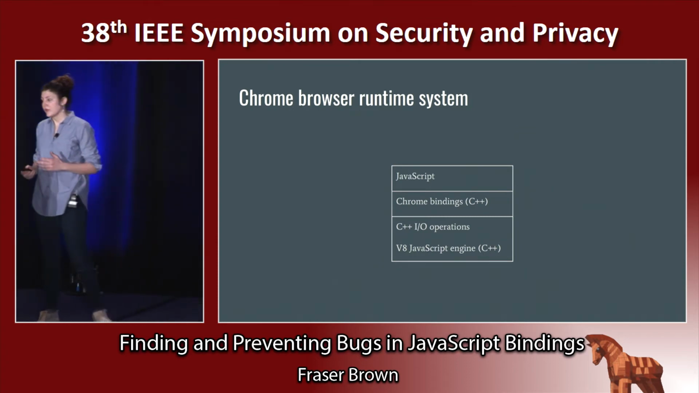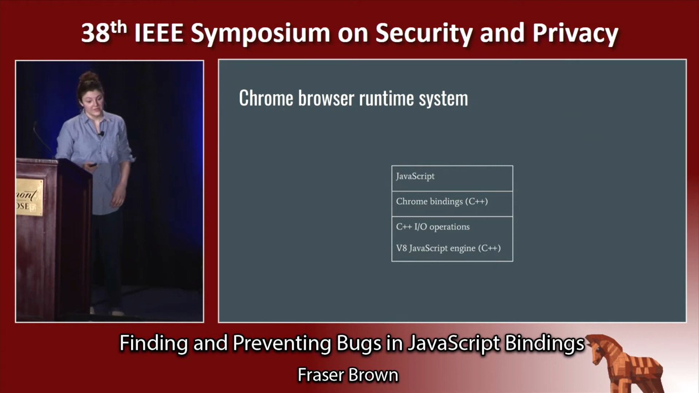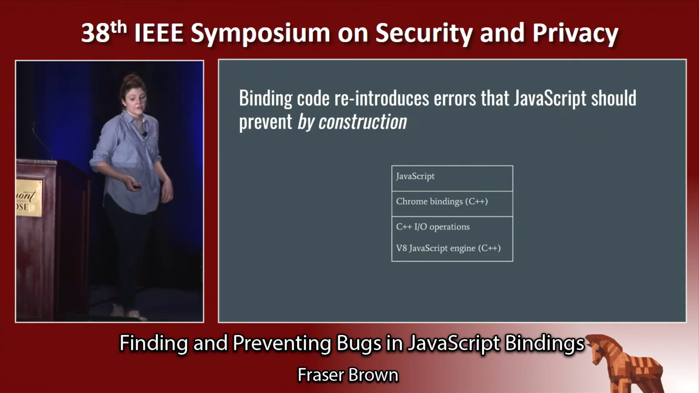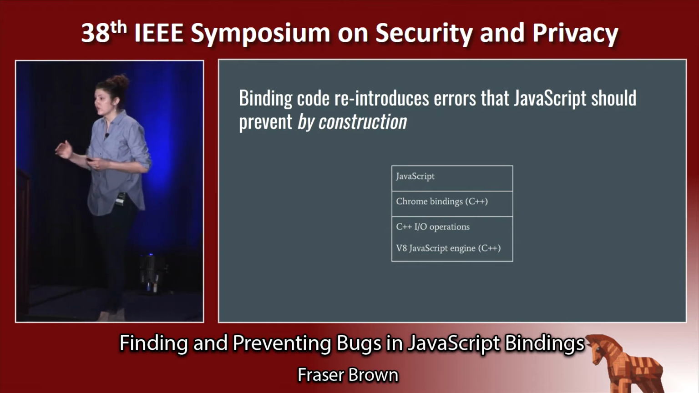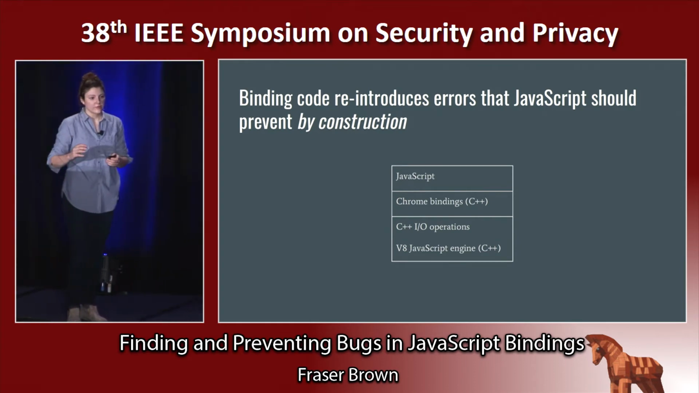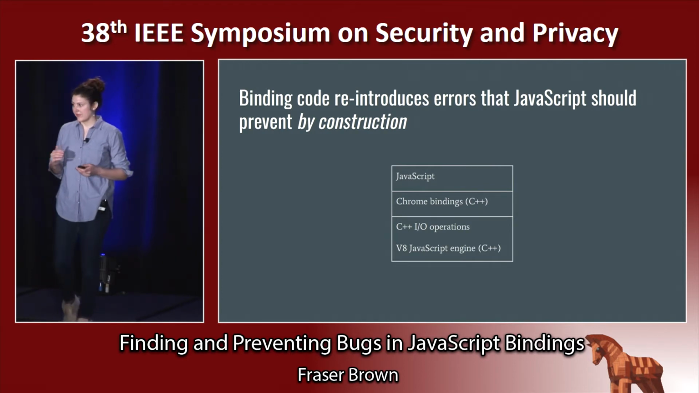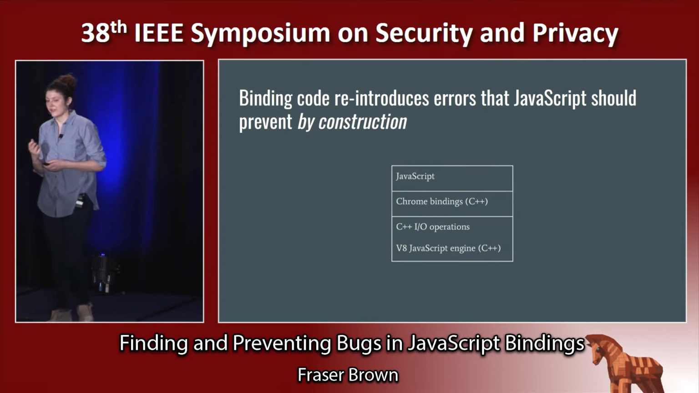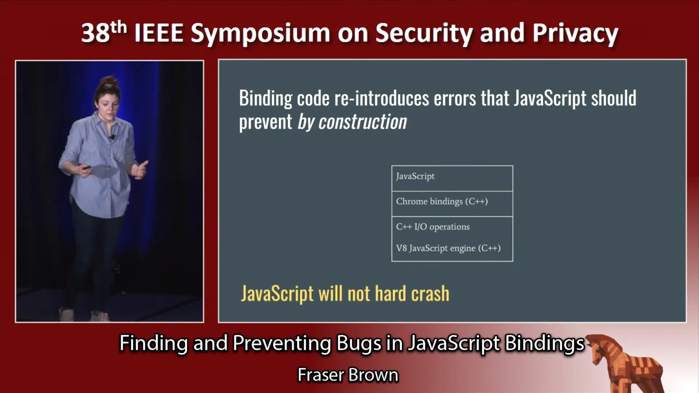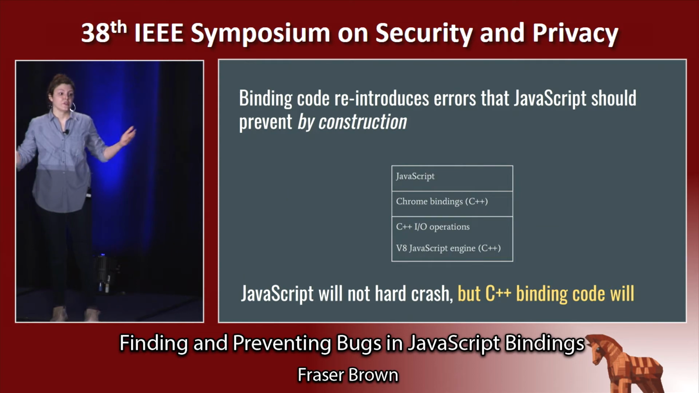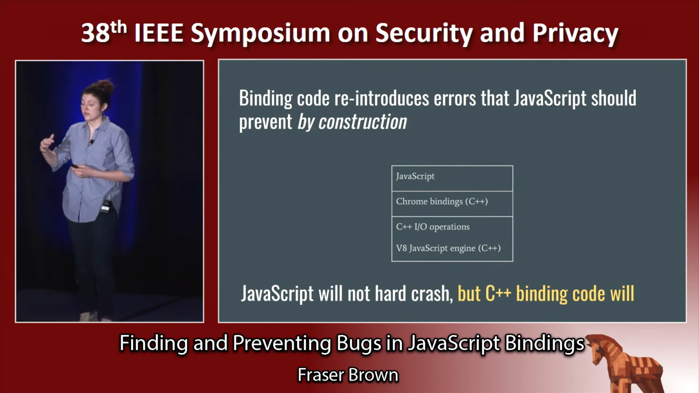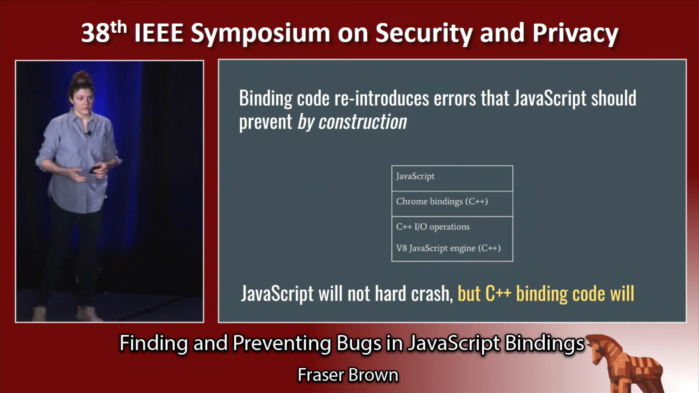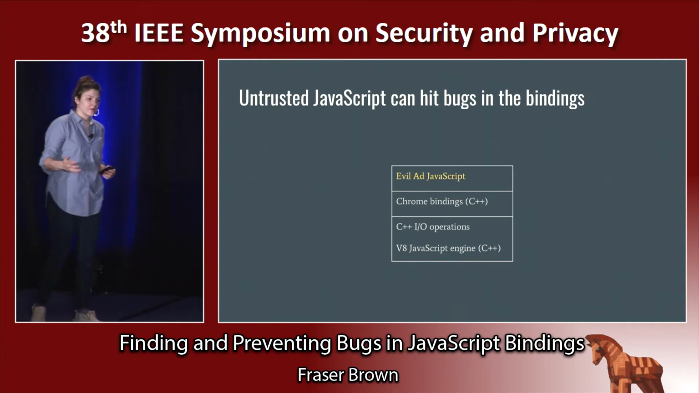This is all great. But of course, as always, there is a problem. And that is that binding code reintroduces whole classes of errors that the JavaScript language should prevent by construction. So for example, JavaScript is a crash-safe language. All errors should manifest as catchable exceptions, right? So JavaScript will not hard crash. But of course, we know C++ is happy to hard crash all the time. So these C++ bindings can reintroduce hard crashes to the JavaScript language. And at a high level, this is how this is going to work.